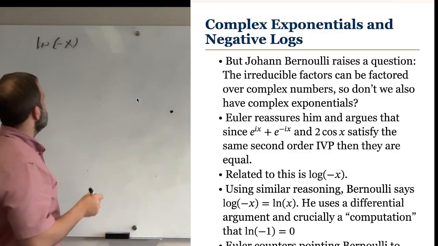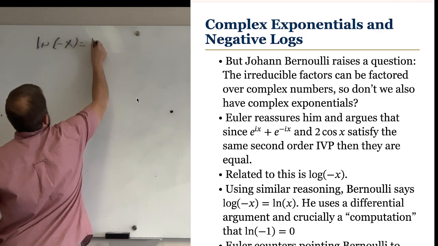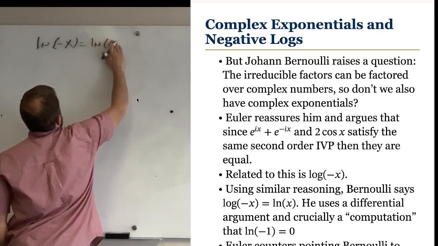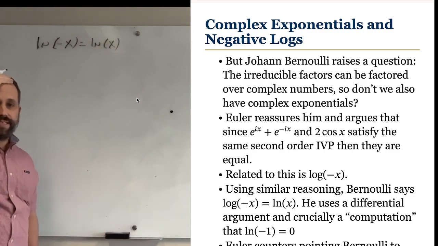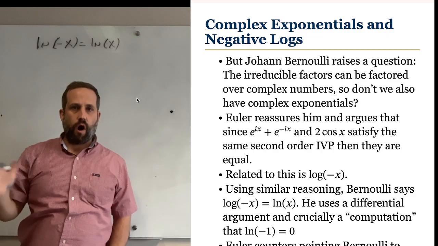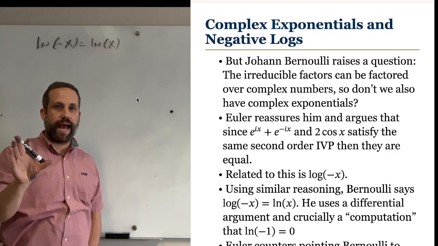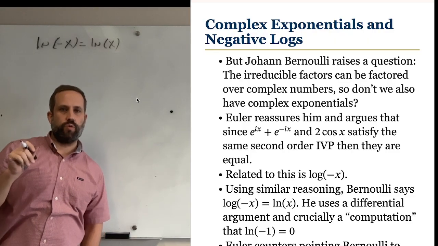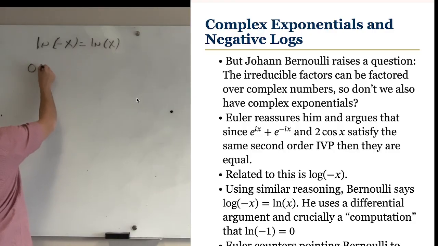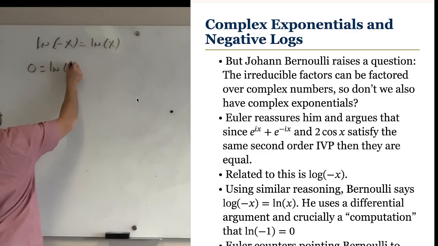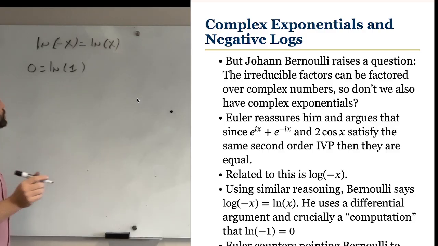So Bernoulli says the natural log of minus x is equal to the natural log of x. Part of his reasoning is this false argument, I'm just going to say that now, that the natural log of minus 1 is equal to 0. Now, how did he come up with that? Well, he says 0 is equal to the natural log of 1. This is perfectly fine. This part is correct.